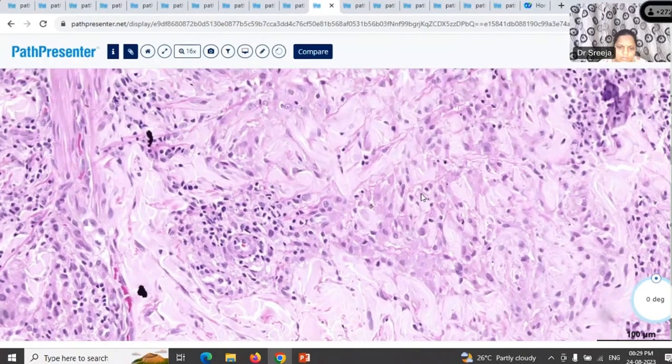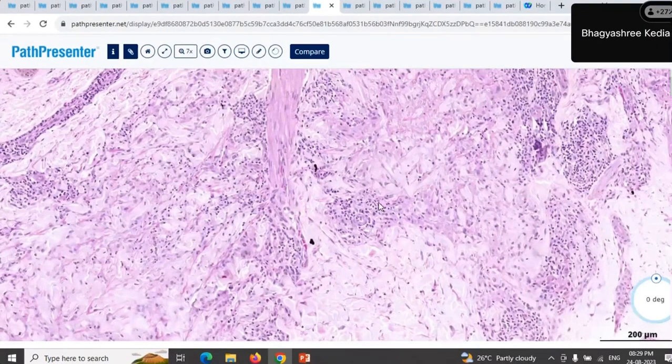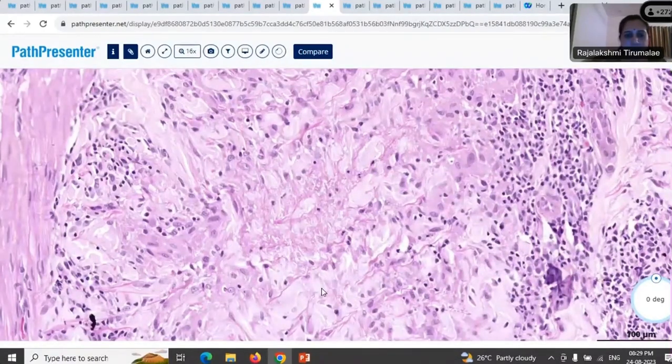Histiocytes. Lymphocytes as well as histiocytes, isn't it? So you have lymphohistiocytes. And what's at the center? What is happening here? What is this you're seeing here?